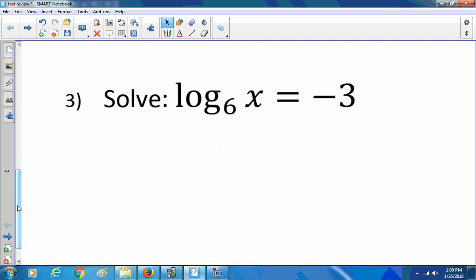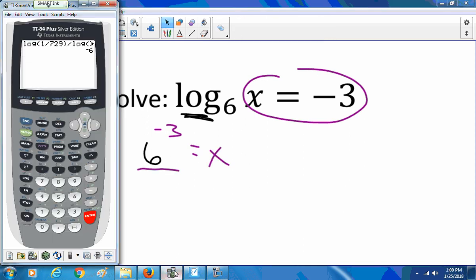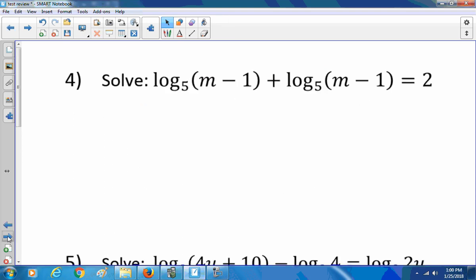Number 3, solve. The only way to get rid of a logarithm is to go into exponential form. Exponential form does not have the word log in it. So it's 6, and you just, again, switch the input and output, to the -3rd equals x. And then I need to evaluate the 6 to the -3rd. 6 to the -3rd. And yes, I want you to put it as a fraction. 1/216 is your answer.